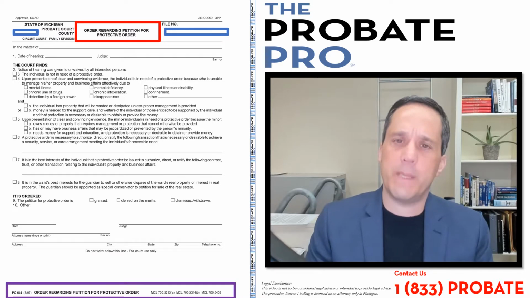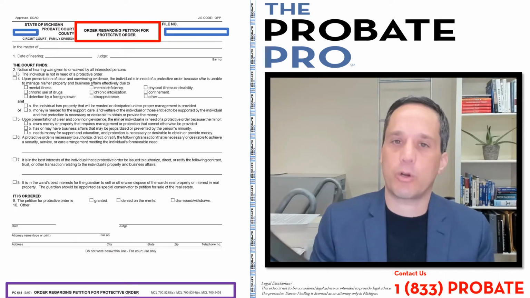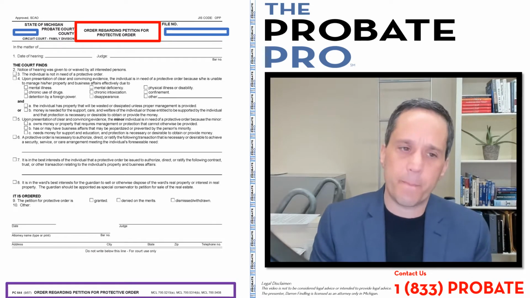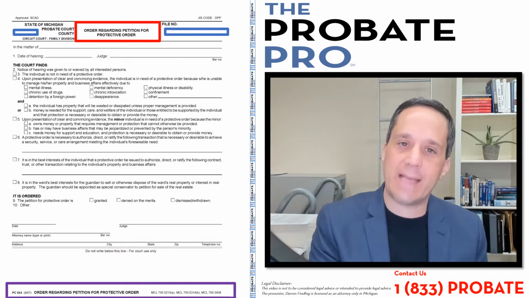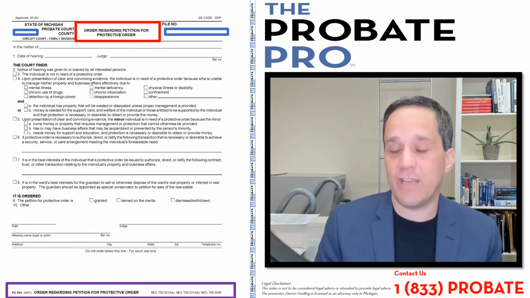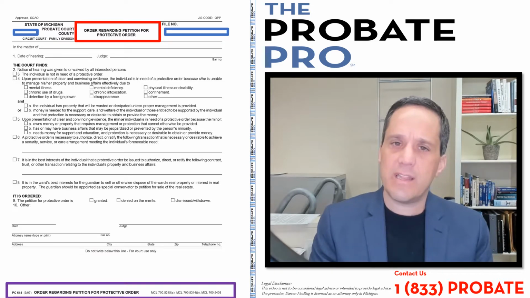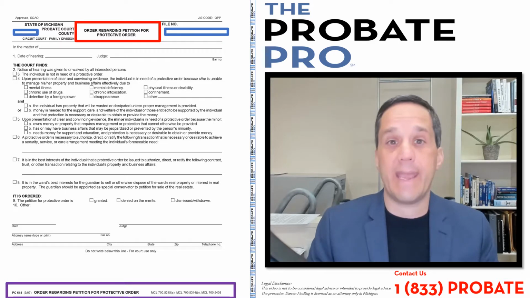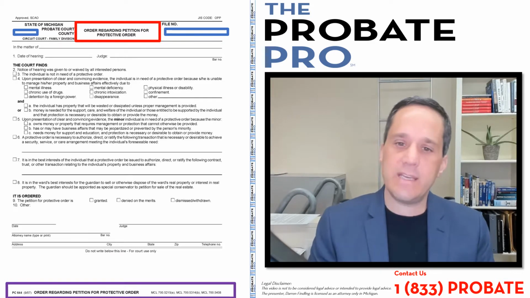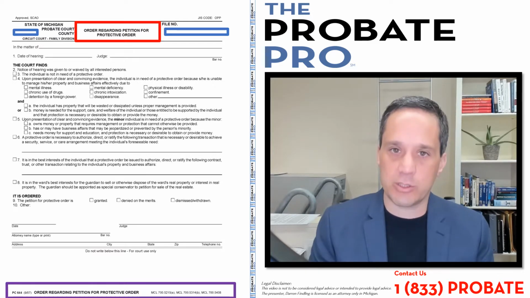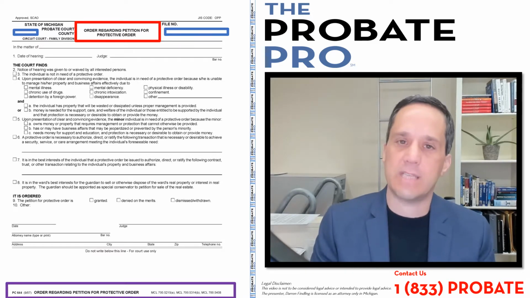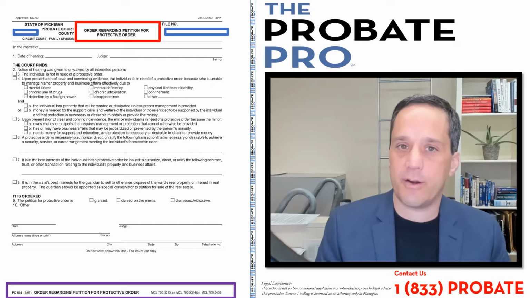Now, most people don't even understand what a protective order is and when you'd use it. And we're talking about the narrow context. Think of handling the financial assets of somebody that is alive. This is different than a guardianship, which is for care and well-being, and different than a conservatorship, although the petition for conservatorship is often the basis upon which a protective order gets entered.